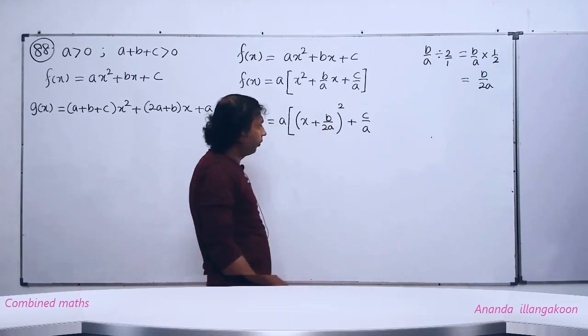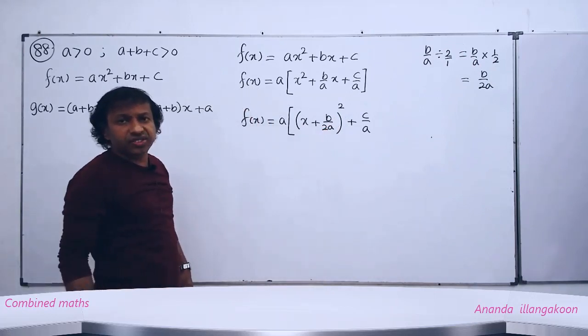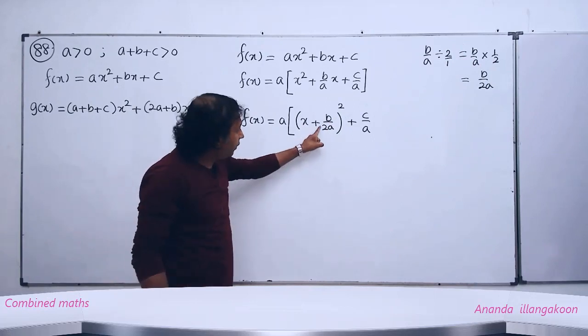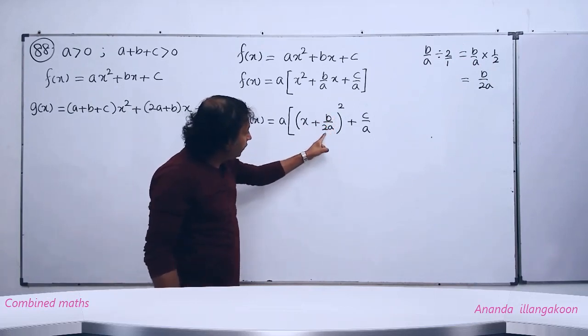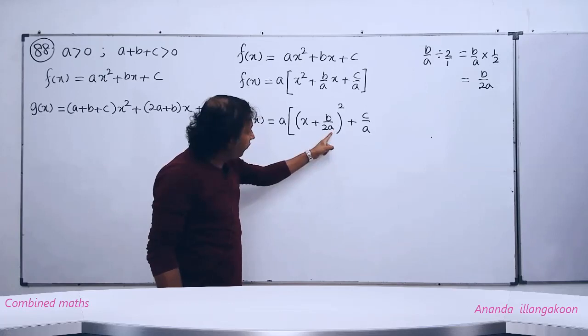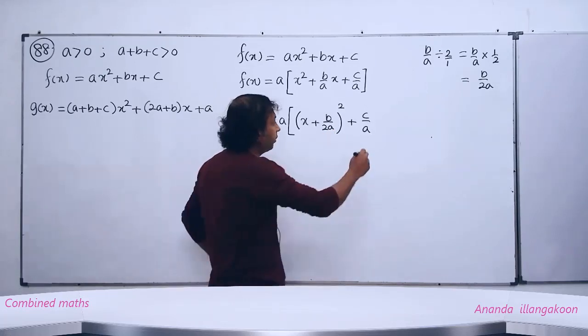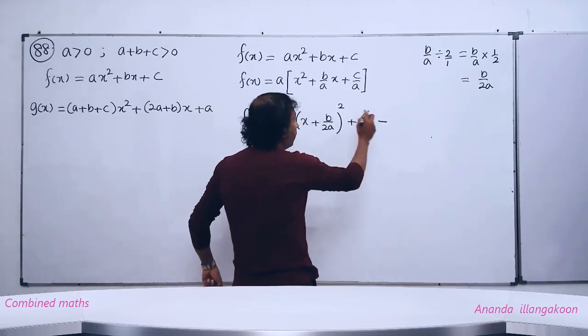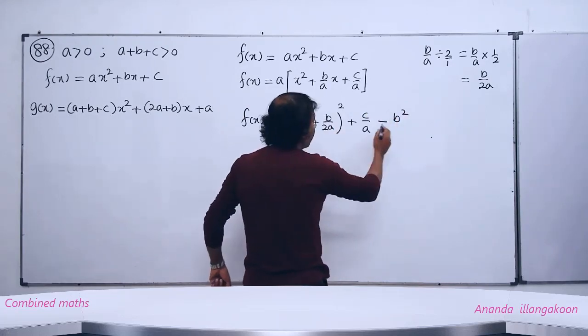Right. Then we said under the completing the square method, people, always we subtract the perfect square of this. Subtract the perfect square of this. When you square this, we get b squared over 4 a squared.